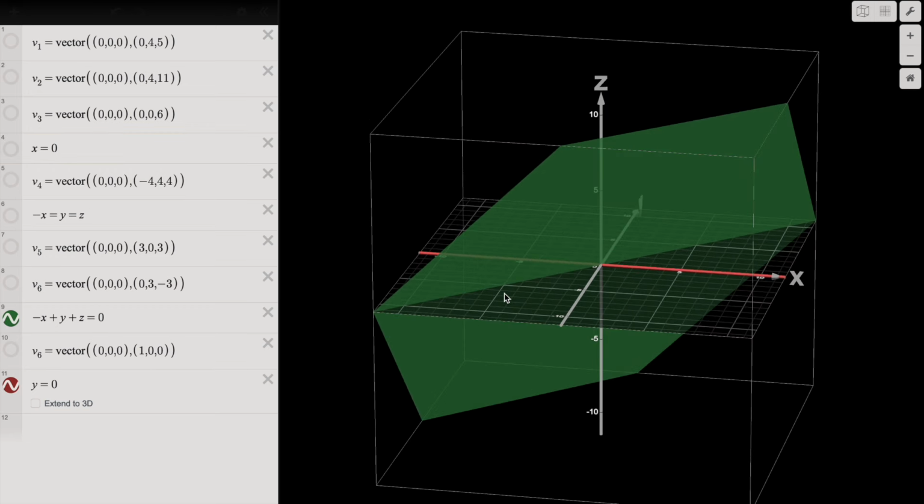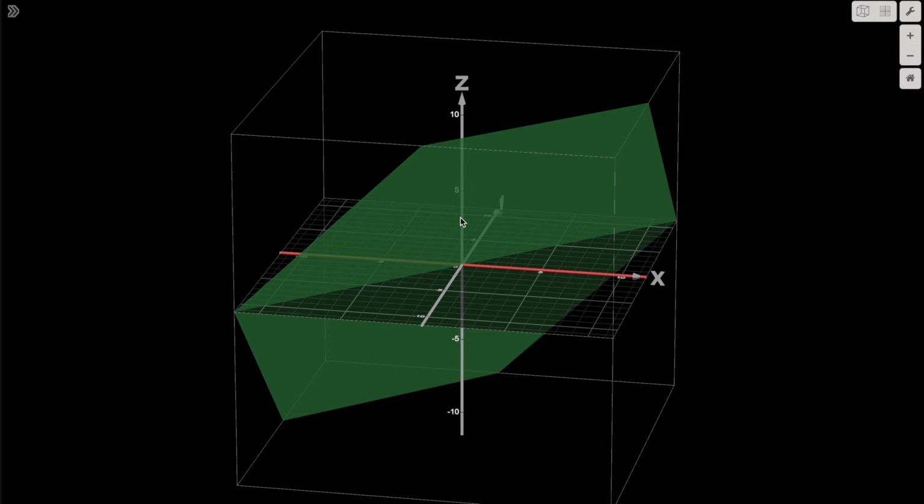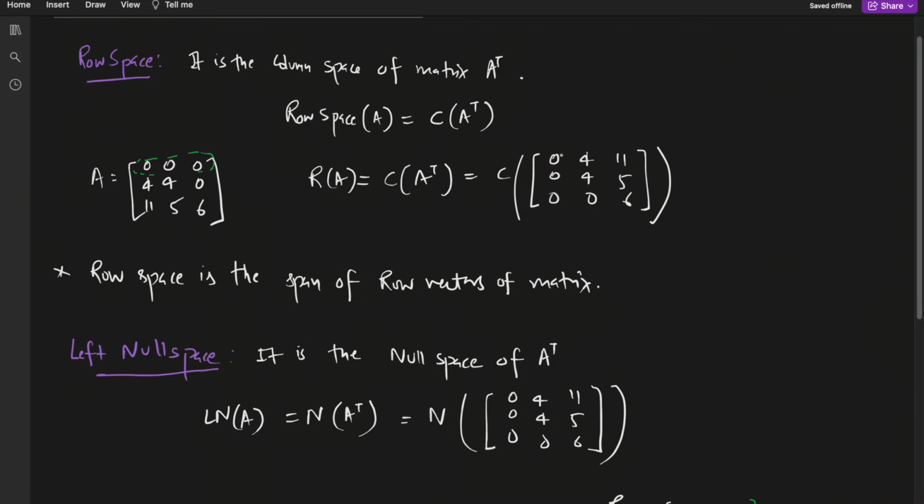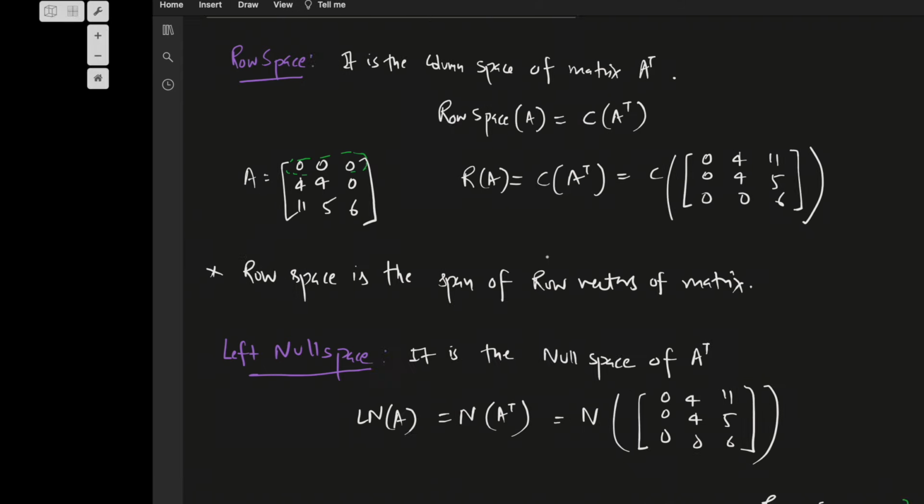So what is this? This green plane is nothing but the row space, and I already told you that row space is nothing but the column space of A transpose. So we will see which vectors pass into the column space. I already took the transpose of this matrix. This is the transpose of the matrix. I just need to check which linearly independent vectors are there. All the linearly independent vectors will be in the column space of this A transpose matrix, right?